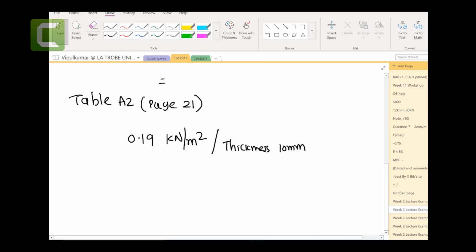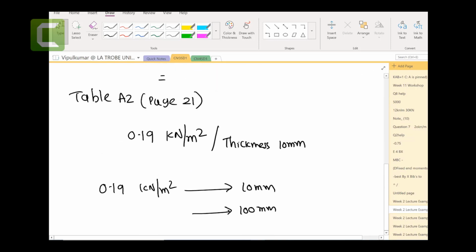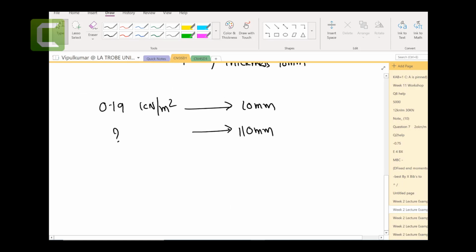Now, if I want to calculate, let's say, 0.19 kilonewton per meter square for 10 millimeter thickness, I want 110 millimeter thickness, as given in the figure. So we want the pressure that is going to be applied for 110 millimeter thickness. So 0.19 times 110 millimeters over 10 millimeters. So use your calculators.